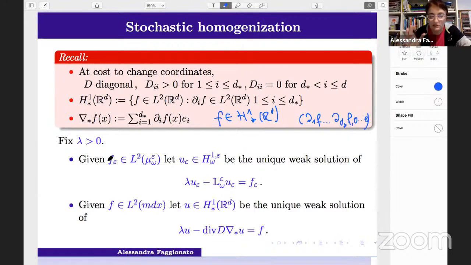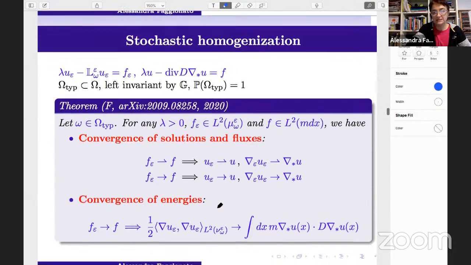Now lambda is always a fixed positive number. I consider the massive Poisson equation for each epsilon, the scaling parameter, and I call f epsilon the known function. Given f epsilon, I call u epsilon the unique weak solution, which is the same as the strong solution, of the massive Poisson equation. As we will see, the macroscopic behavior will be described by the following limiting equation: lambda u minus the divergence of the matrix D applied to the star gradient of u is equal to f. Also here you can introduce a weak formulation, and by the Lax-Milgram theorem there is a unique solution in this space H1 star. This is the theorem that I will soon apply to hydrodynamics.